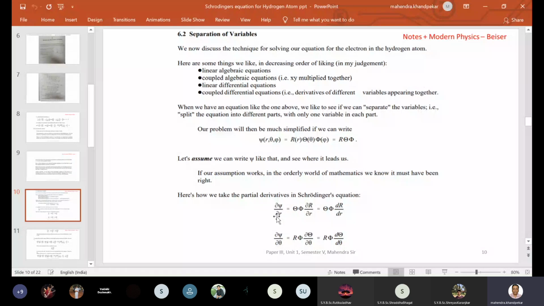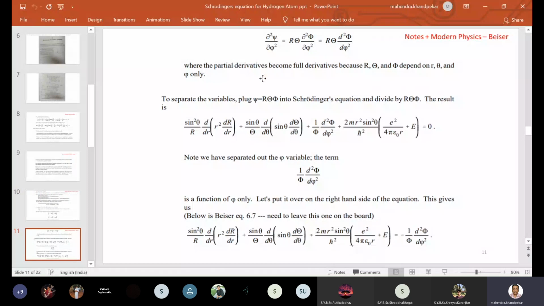Now let us go ahead. If I take d psi by d r, that is, if I differentiate psi with respect to small r, the other two, theta and phi, will be constant, and we have dR by dr. Similarly, if I take the differentiation of psi with respect to theta, then r and phi will remain constant, and we get this term. Similarly, you will have the third term, where we have d square psi by d phi square.